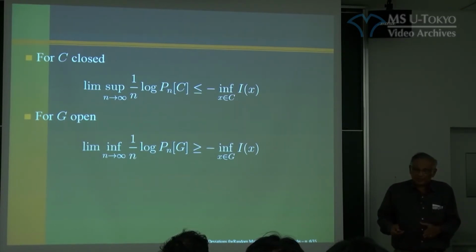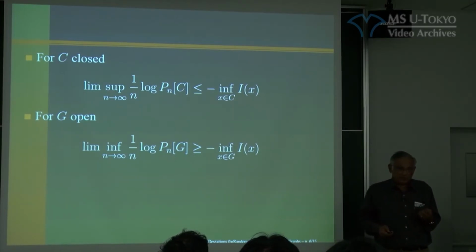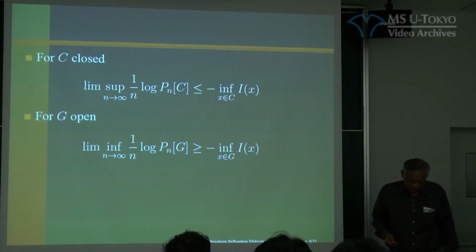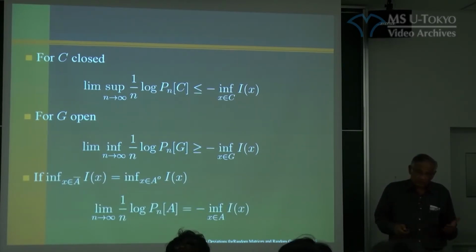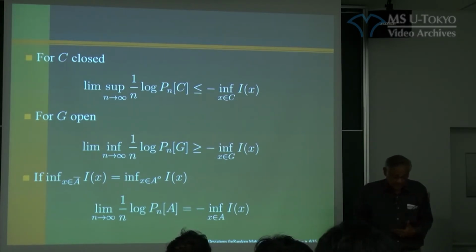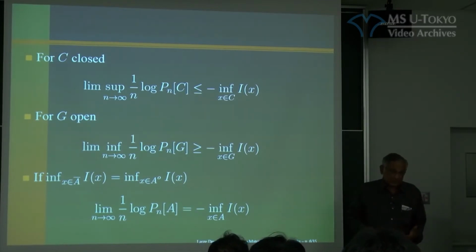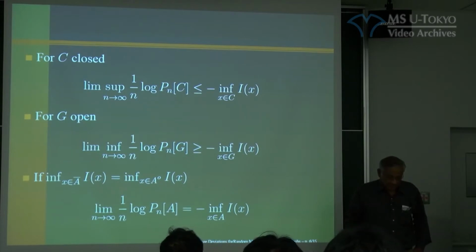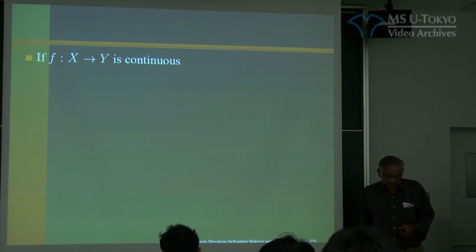So, one would expect there is some kind of a local function I of x, which tells you how the probability decays locally at a point. And then if you have a nice set, where the infimum over A is the same as the infimum over A complement, or A interior is the same as the infimum over A closure, then for those sets you have actually the log will behave asymptotically like a constant. It is just sandwiched between these two. Okay.